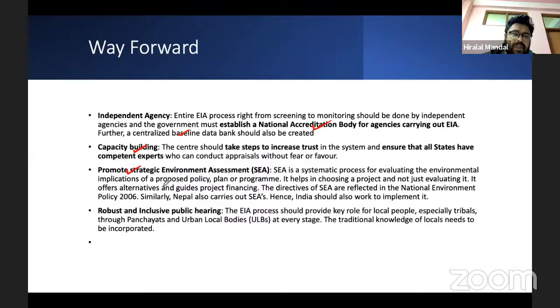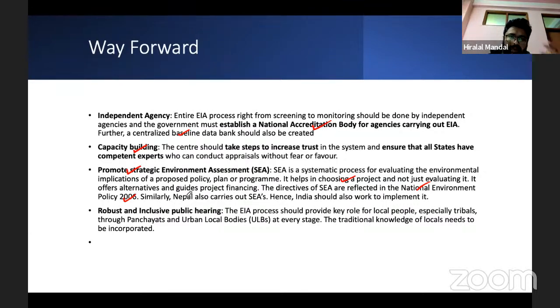There is also one important concept that has been developed, that we must promote strategic environment assessment. So instead of going into detail, we must also focus on a strategic environment assessment. This will also help in choosing a project and better evaluating it. In fact, it has already been reflected in the National Environment Policy 2006. So that's what we need to look at.